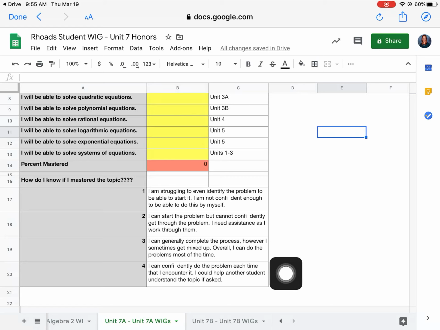Maybe you don't want to. Remember, this just is that you would be able to. I know some of us don't love helping other students. We get a little nervous about that. This is just that you could if asked to.